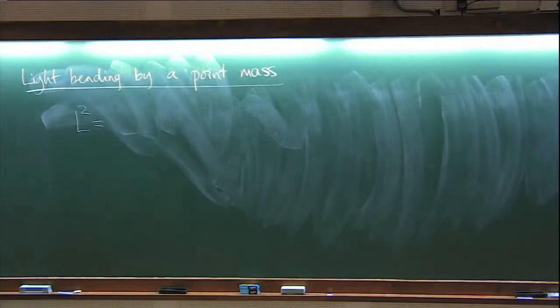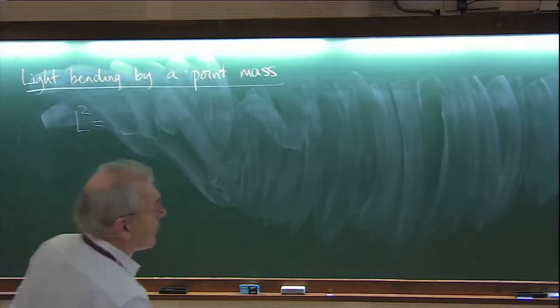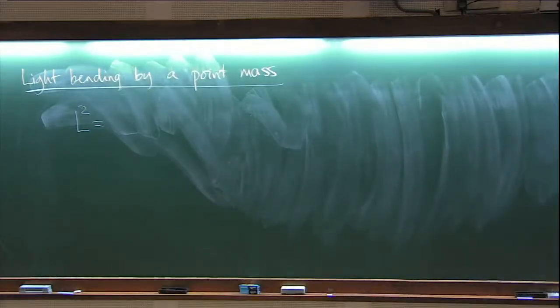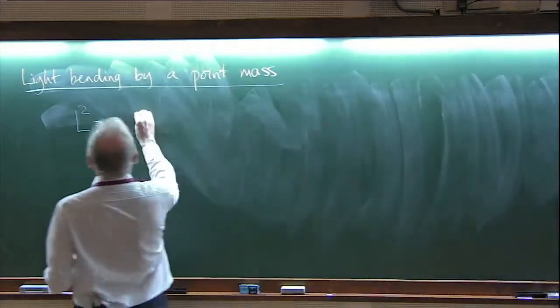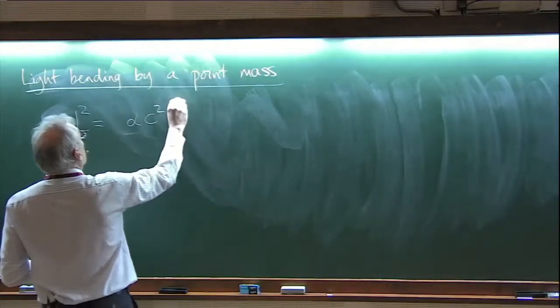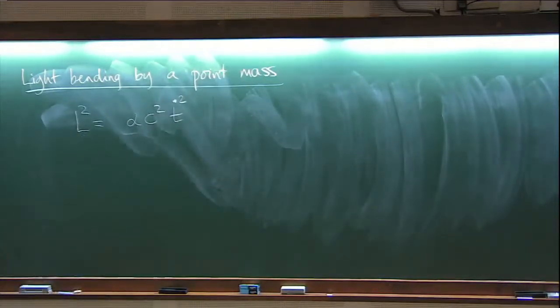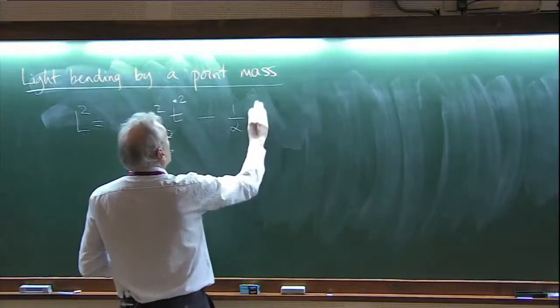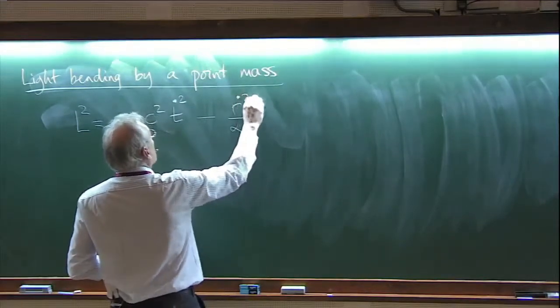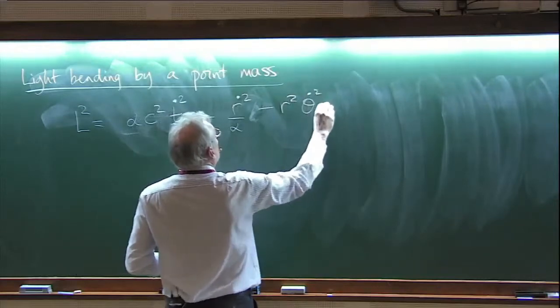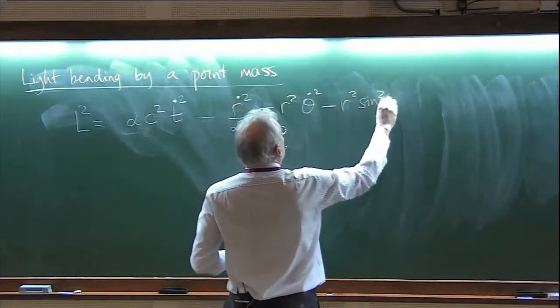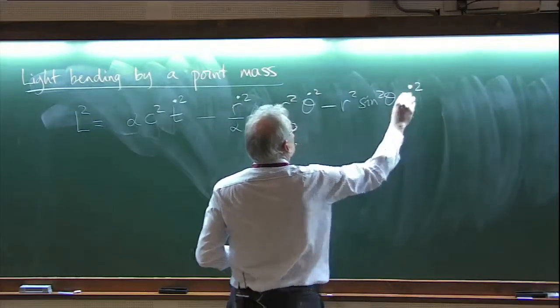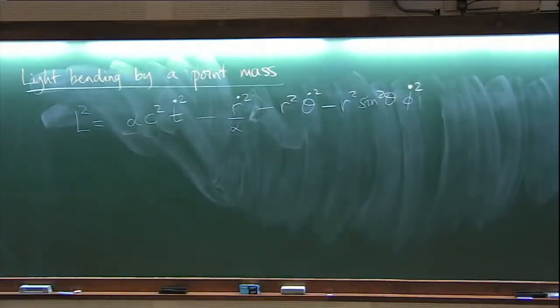So the first thing is to write down what the Lagrangian is, which we can just read off from here. Essentially, we just replace the dt by t dot, dr by r dot, and so on. So that's L squared, which is a function of the coordinates and the derivatives, the x dots.